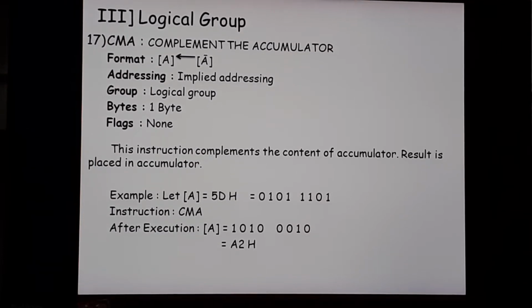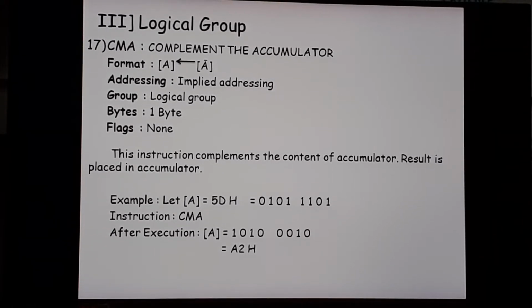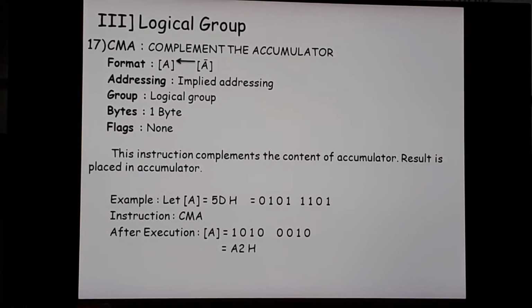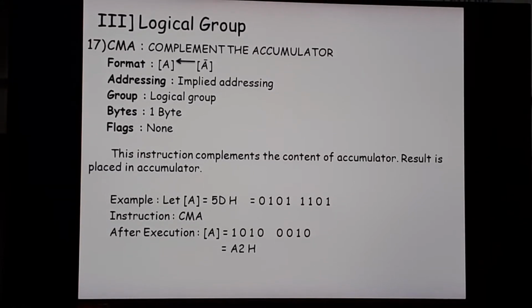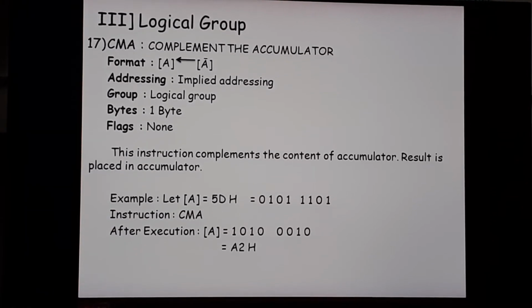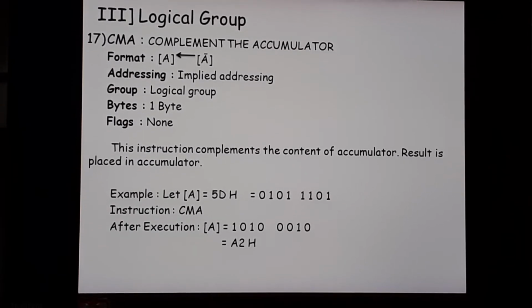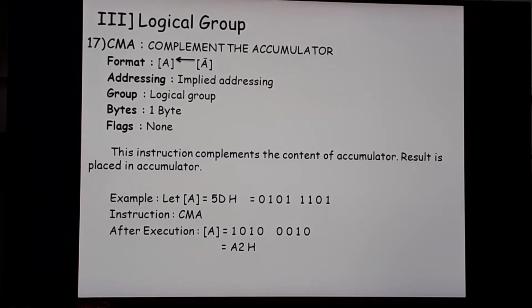So after execution, the one's complement answer of 5DH we get is 1010, the opposite of 0101, that is 5, and the opposite of D, which is 1101, is 0010. So the answer I got is A2. A, that is 1010, which is 10 in decimal, and in hexa we write it as A. Then 2 is 0010, which is 2. So the answer that we get is A2H, which is stored in the accumulator itself. Before executing this CMA instruction, the accumulator content was 5D. After execution, the content became A2H.